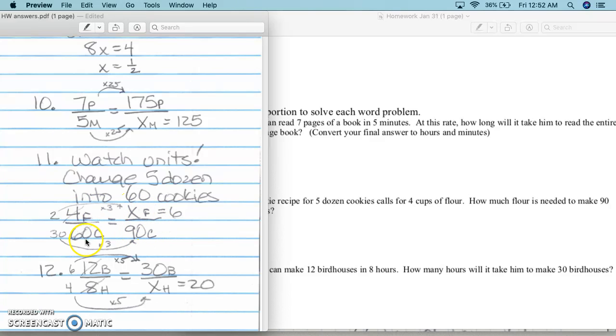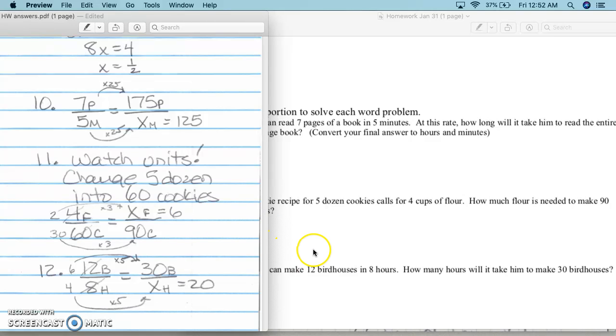So I reduced 4 over 60. I made it 2 over 30. And I saw that I could multiply 30 times 3 to get to 90. And then I could multiply 2 times 3 to get to 6. So I need 6 cups of flour for 90 cookies.